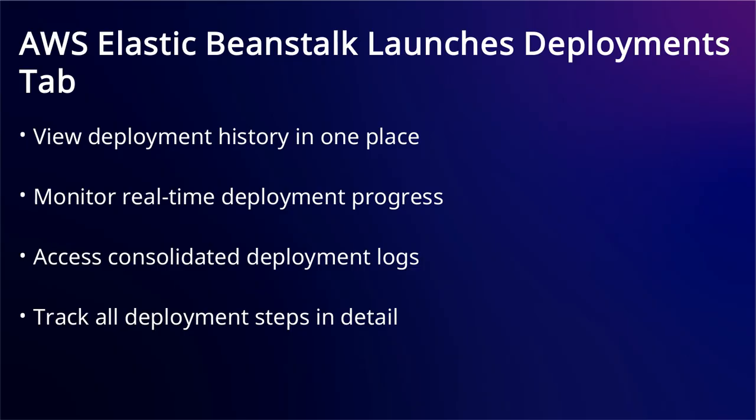The tab displays recent deployments, including application deployments, configuration updates, and environment launches. Each deployment view includes events and a consolidated log capturing all steps of the process. This feature is available for all Elastic Beanstalk Linux-based platforms across AWS commercial and GovCloud regions.